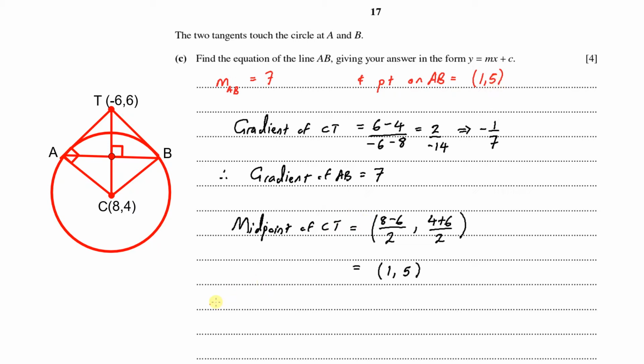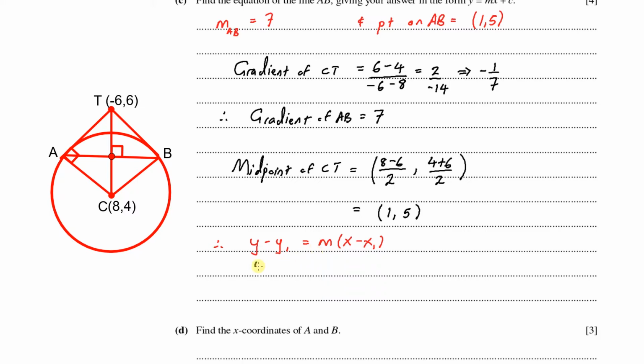Which therefore means that we can now use y minus y1 is equal to m of x minus x1, using this as the gradient and this as the point. So that's going to be y minus 5 is equal to 7 of x minus 1. And this eventually is going to give us y is equal to 7x, and here that will be minus 7 plus 5, which is minus 2. So this here is the final answer.